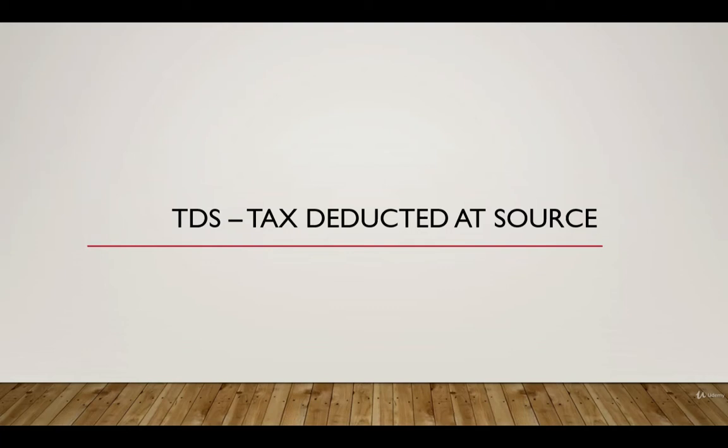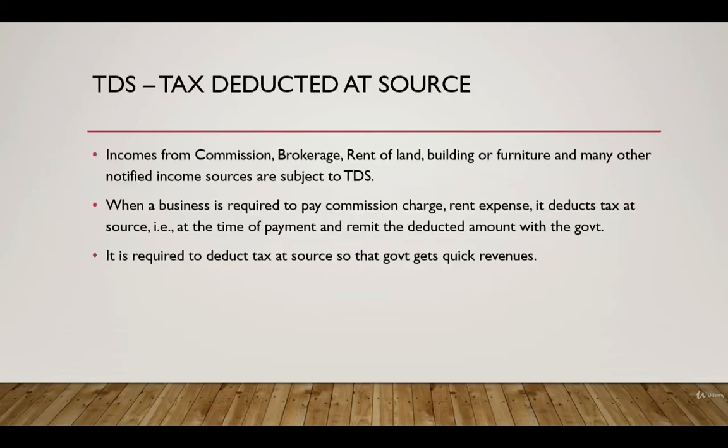In this section, we will discuss TDS in Tally. So what is TDS, tax deducted at source? What does it mean? Any income which is earned from commission or brokerage or from rent is subjected to TDS. What it means is that whenever a business is required to make payment towards such expense, it will deduct the tax then and there and pay it to the government.